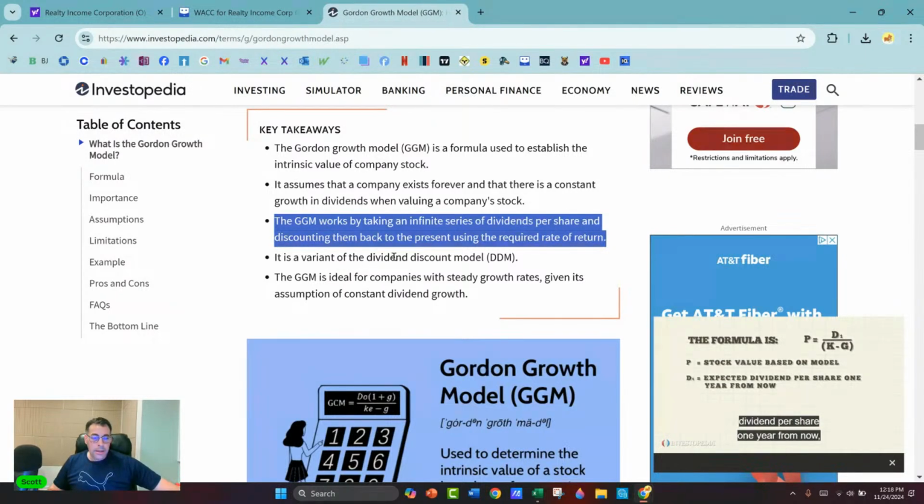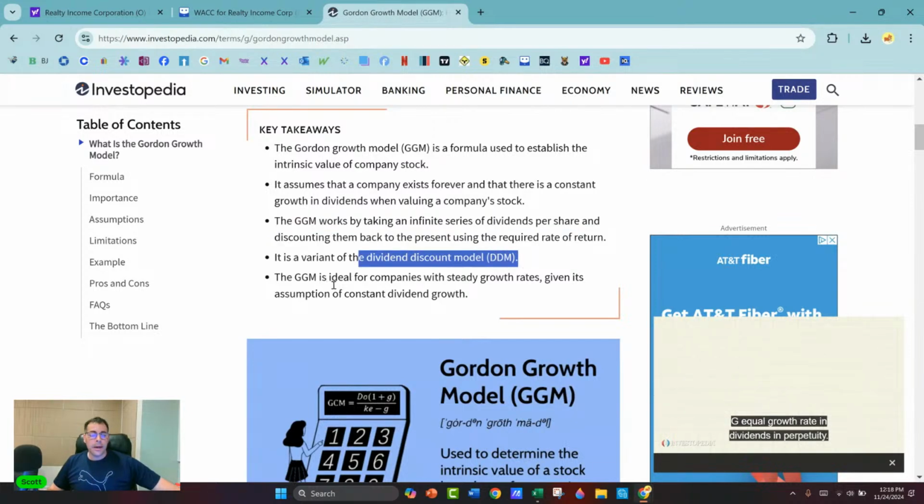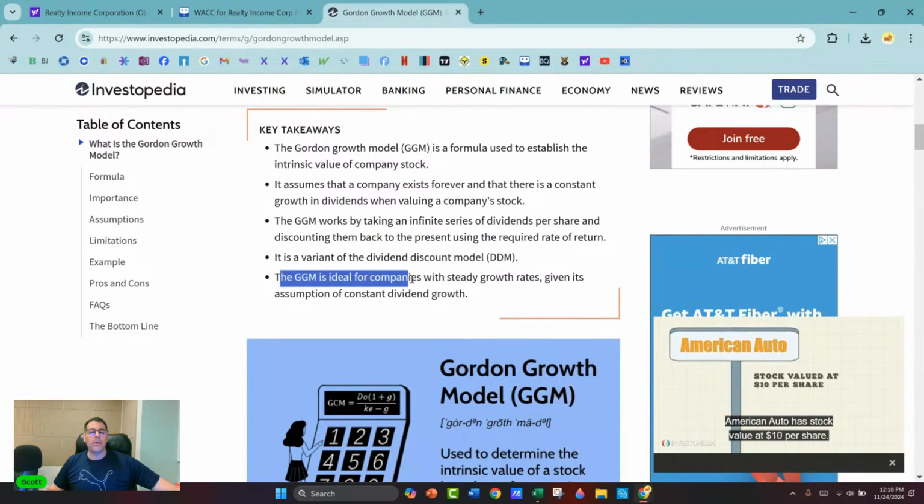It is a dividend discount model, the Gordon Growth Model, but it's a variant. It's just one type of model. Gordon Growth is good for companies with steady growth rates.